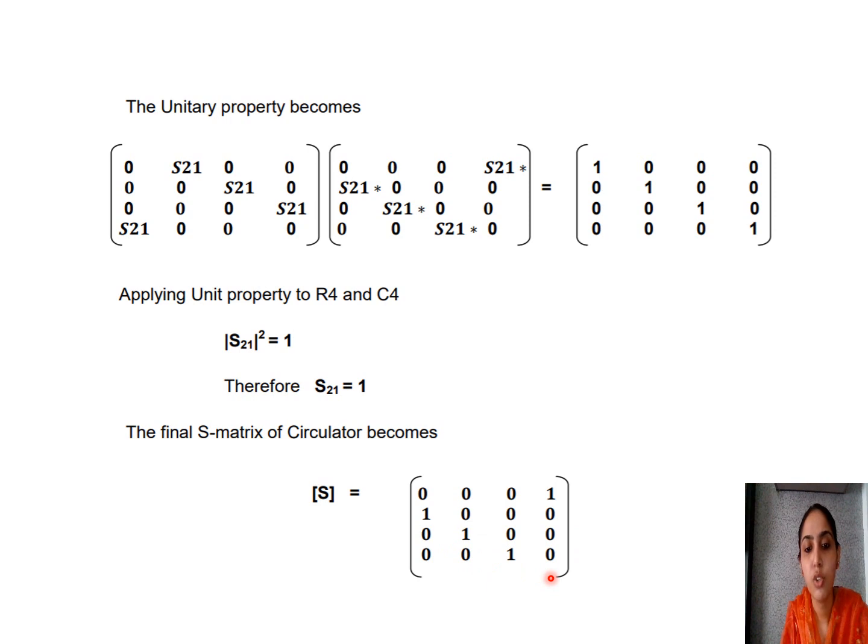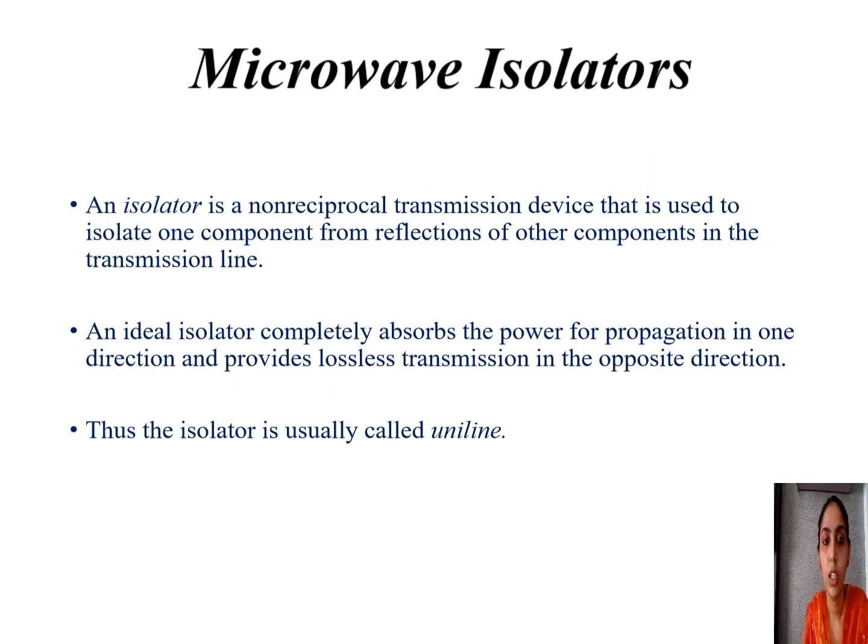So if you are asked to derive the S matrix of a circulator, make sure that you write all these steps. Now we see the next type, that is the isolator, which again employs the ferrite and uses the principle of Faraday rotation.